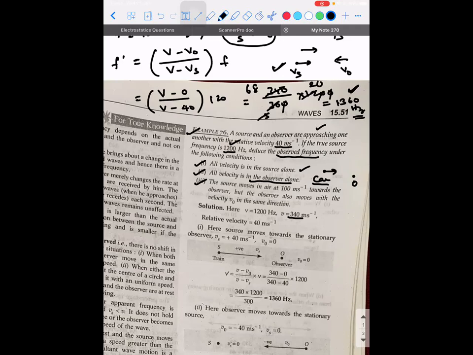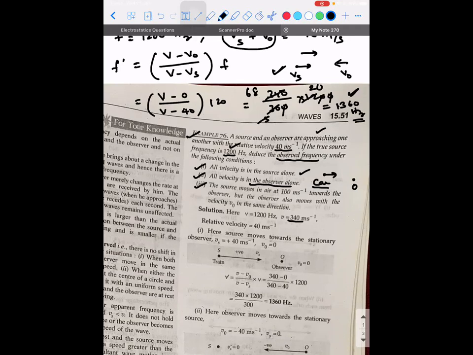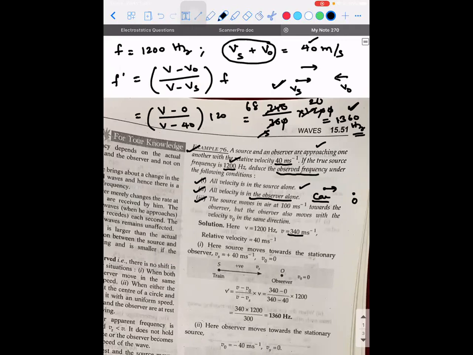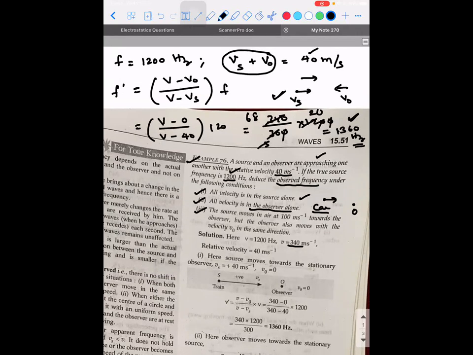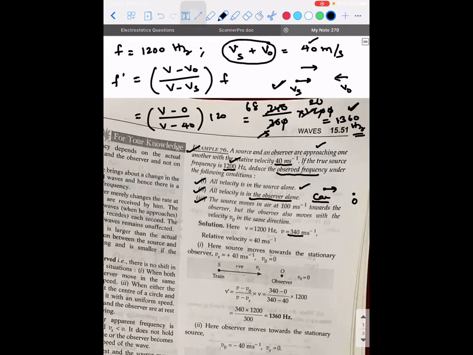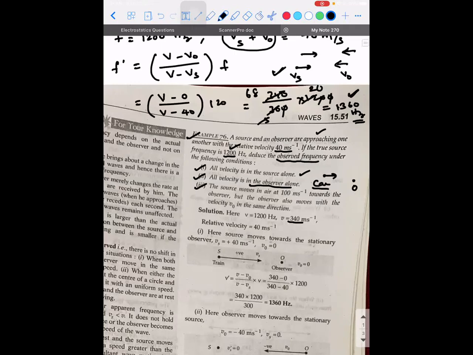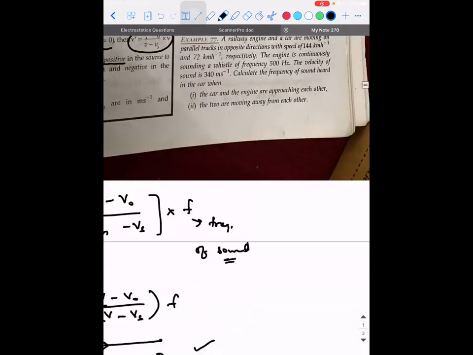So what will happen? In the case of Vs plus V0, Vs will be 0. V0 will be how much? 40 meters per second. It will be minus 40 because V0 is approaching towards the source. Velocity in this direction is negative, no? Got it? So it's 1058 hertz. So let's do it.